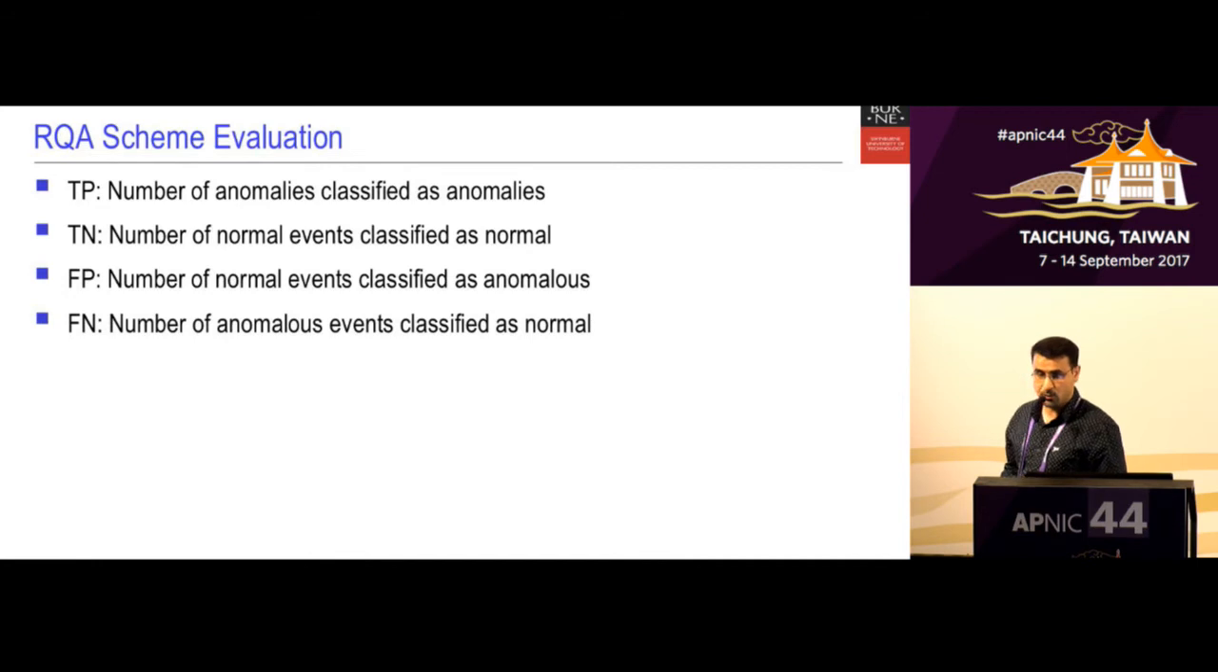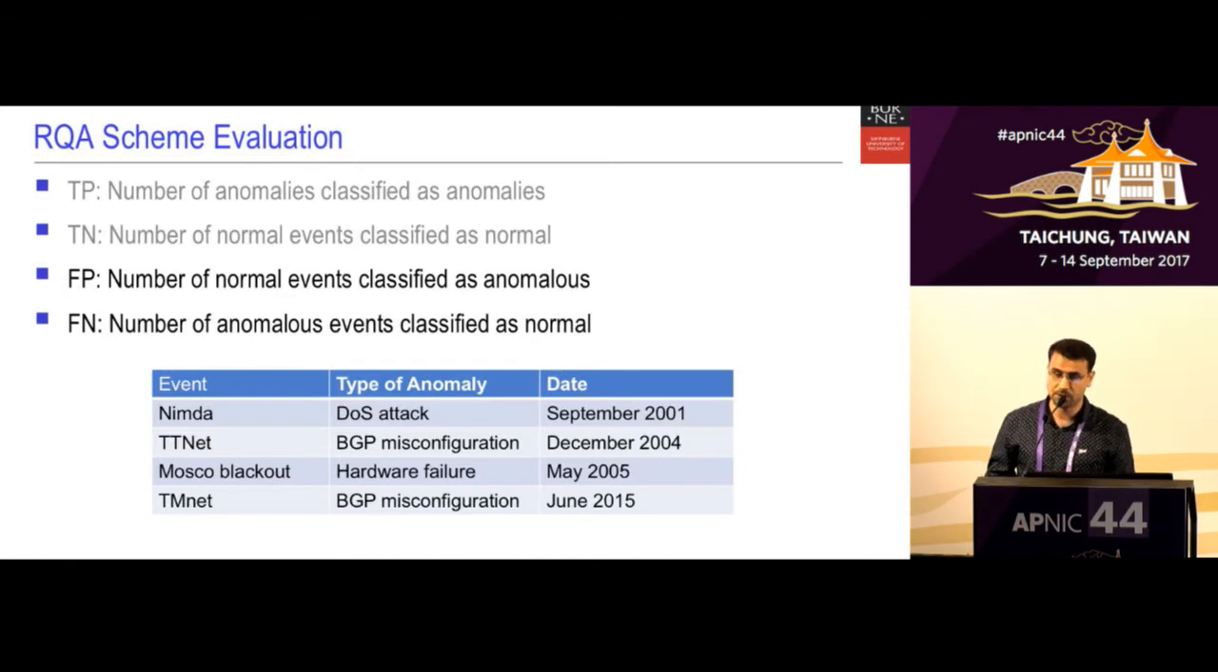Now, let's evaluate our RQA scheme using past BGP events based on the data that we get from our control test bed. There are 4 parameters that we use for the evaluation of our RQA scheme. True positive represents the number of anomalies that are truly classified as anomalies, and true negative represents the number of normal events that are classified as normal. False positive is the number of normal events classified as anomalous, and finally false negative is the number of anomalous events that are classified as normal. Our most important 2 parameters are false positive and false negative, for their effect on the network operator or provider, who may get a lot of false alarms or miss real anomalies.